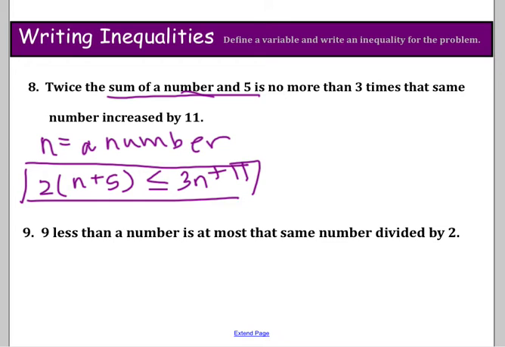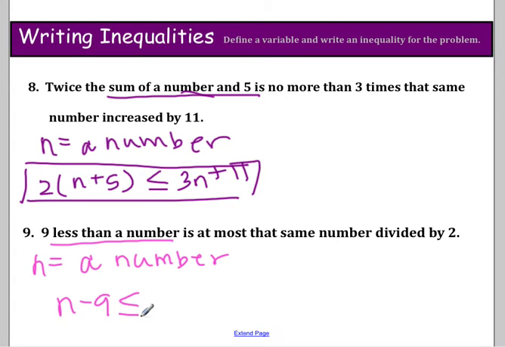Okay, example 9. It says 9 less than a number is at most the same number divided by 2. So once again, n will be some number. I don't know what it is. If you wanted to, you could use x. 9 less than a number. Okay, so that means I'm going to take my number, subtract 9, is at most. Okay, is at most, so less than or equal to. Can't be bigger than it. The same number divided by 2. What was the number? N divided by 2. Okay, so there is my answer for problem 9.